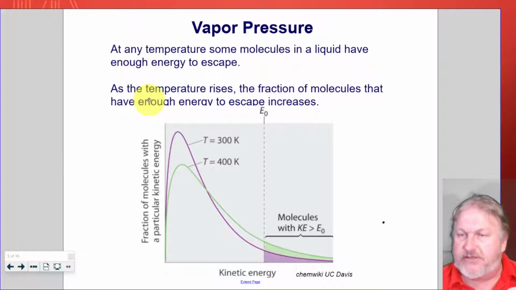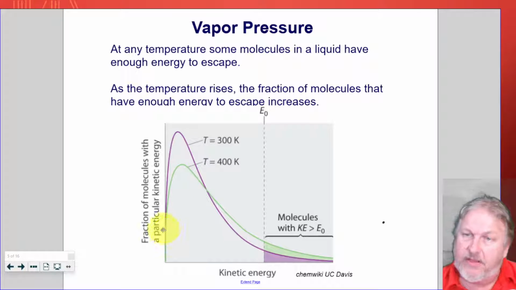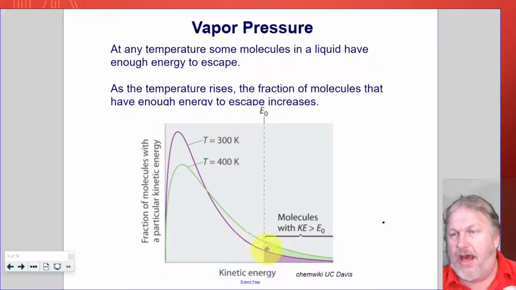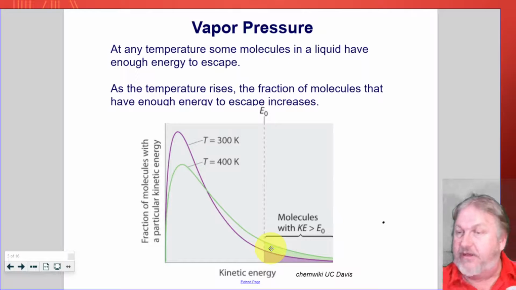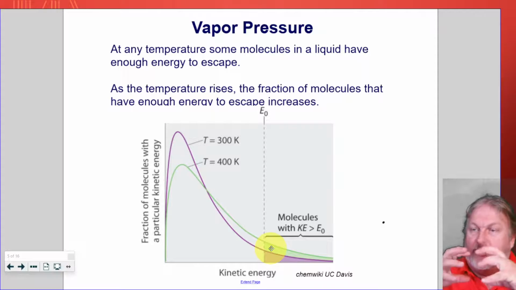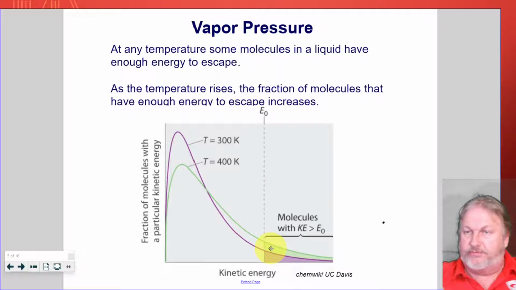So here I've got a substance. All right. And this is a measure of the kinetic energy. And then we can see the temperature. There's two different temperatures here, right? So at a certain energy point, E sub 0, I have more molecules that have enough kinetic energy to escape the surface, or escape the hold of those other molecules holding them inside of that liquid.